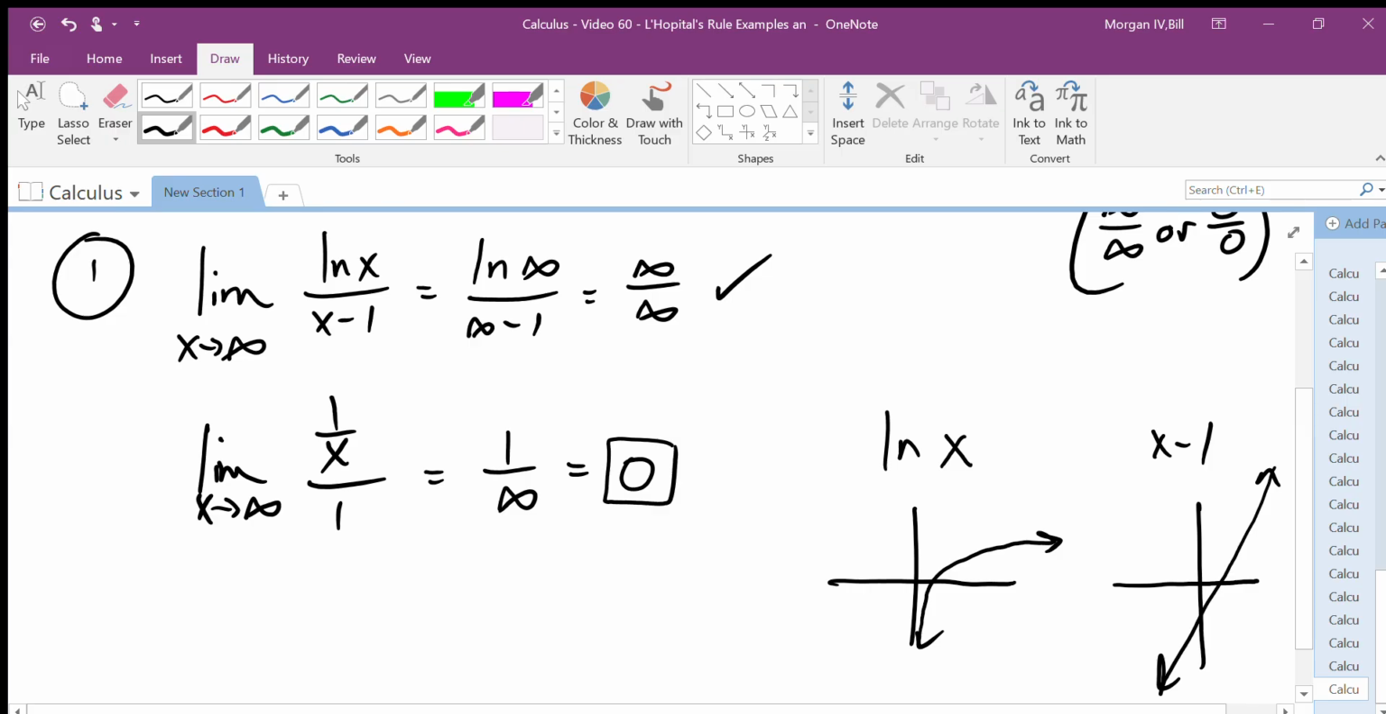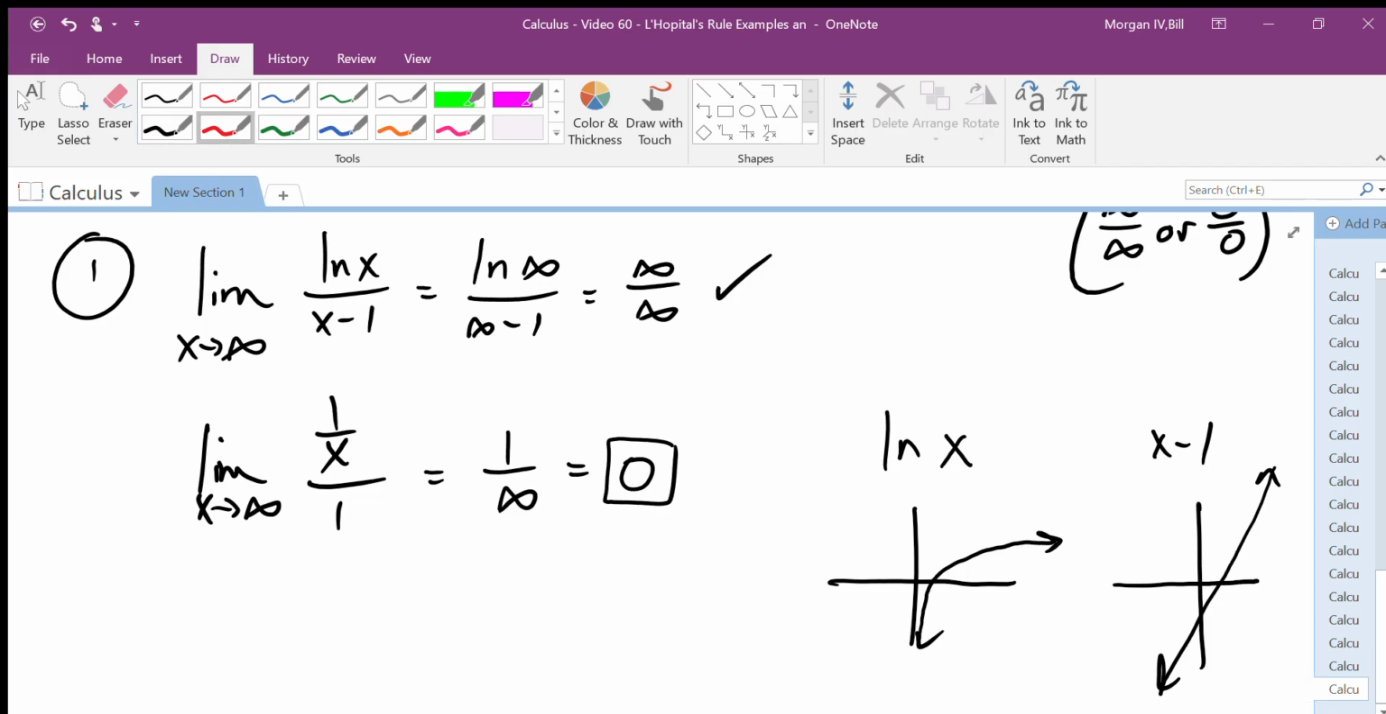It has a larger growth rate. So as x is approaching infinity, the x minus 1 is going to have a much larger y value than natural log of x at every point along the way. So when x is 1,000, 1,000 minus 1 is much bigger than the natural log of 1,000. When x is 1,000,000, 1,000,000 minus 1 is much bigger than the natural log of 1,000,000. The growth rate for x minus 1 is greater than the growth rate for natural log of x.